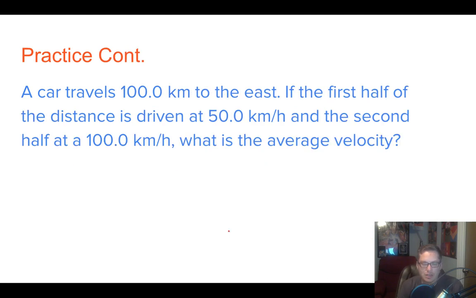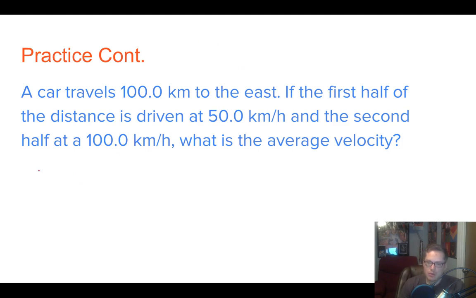All right, now let's try this one on your own. Go ahead and pause the video. Give it a shot, see what you come up with. Okay, so a car travels 100 kilometers to the east. If the first half of the distance is driven at 50 kilometers per hour and the second half at 100 kilometers per hour, what is the average velocity?